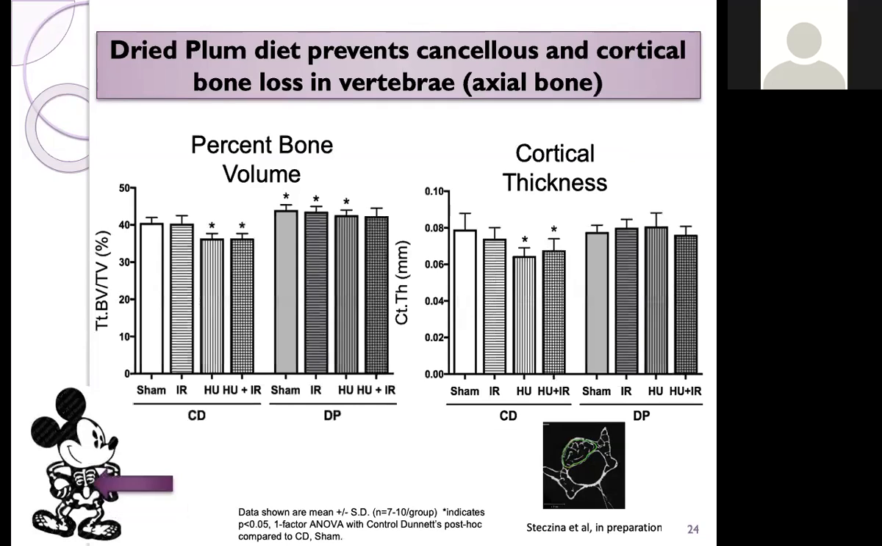And you can see that the BV/TV is decreased in mice with the control diet after HU and HU plus IR. The mice with the dry plant diet don't have such a decrease, and on the contrary, there's an anabolic effect that we see again, just by feeding the dry plant diet. In terms of cortical thickness, which is important for the strength, the mechanical properties of the bone, we see a decrease with HU and HU plus IR in mice with the control diet, not in the dry plant diet.